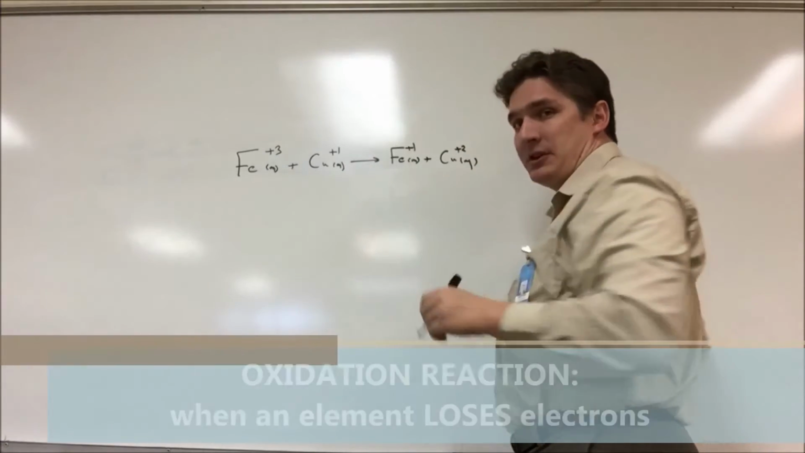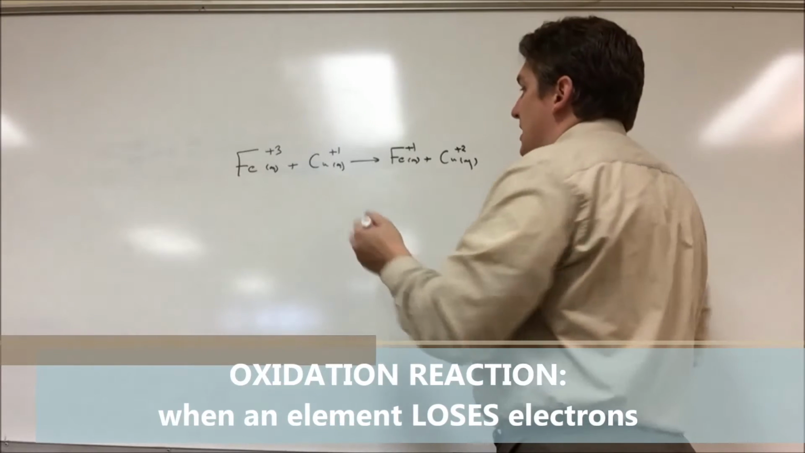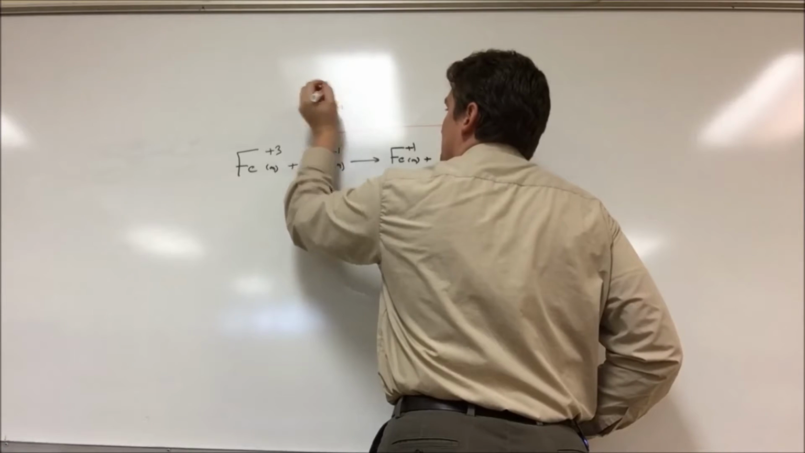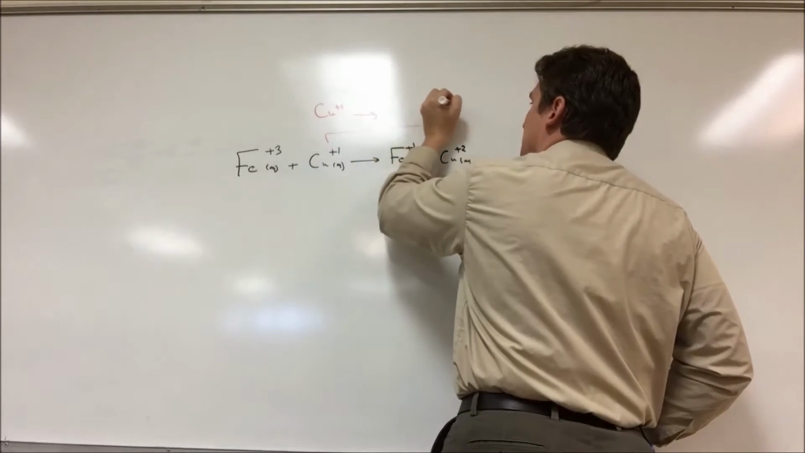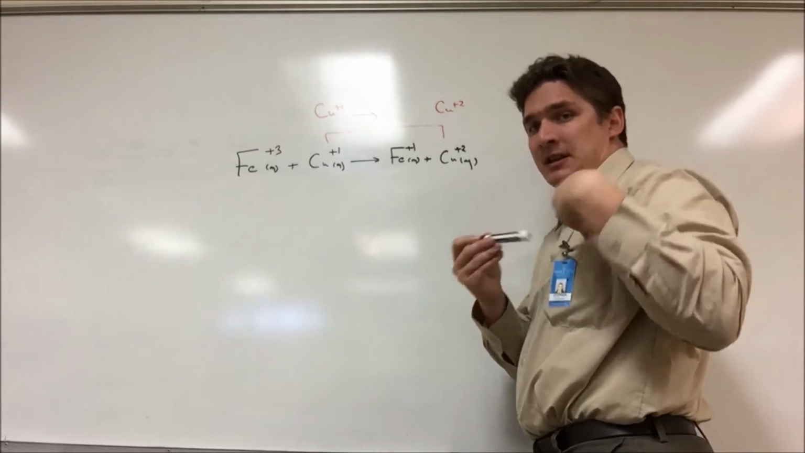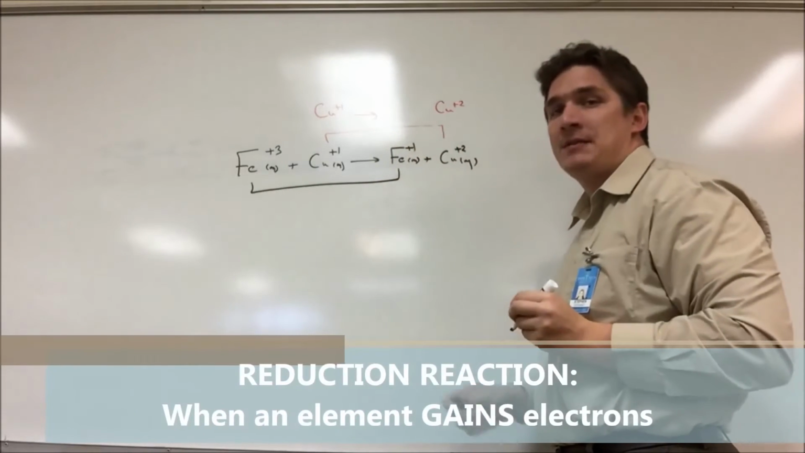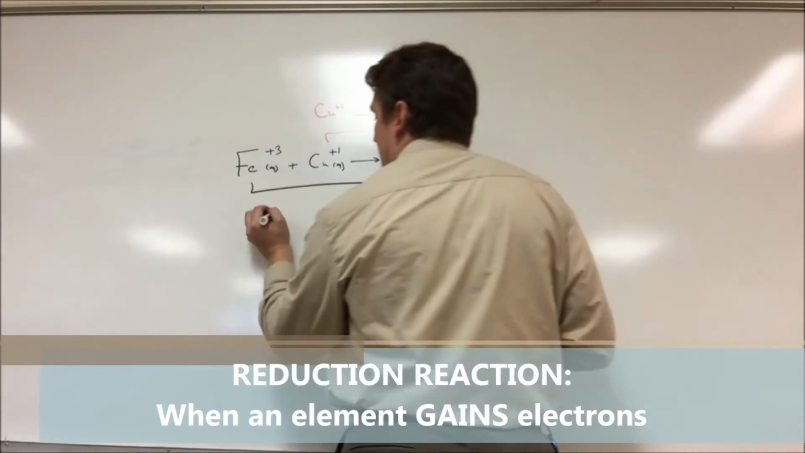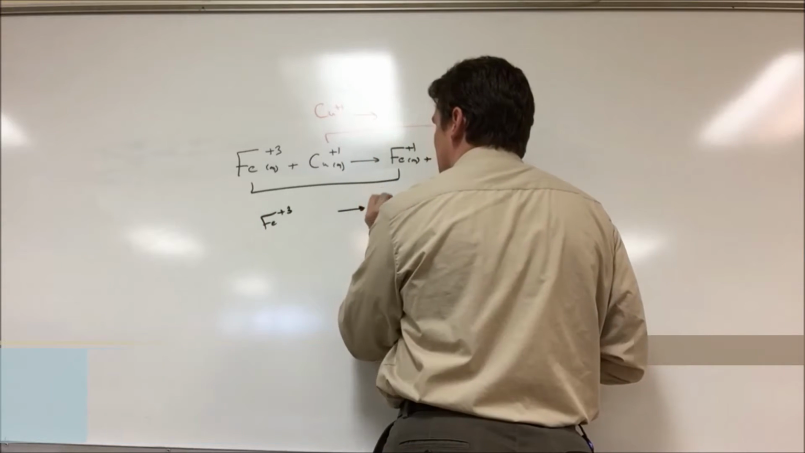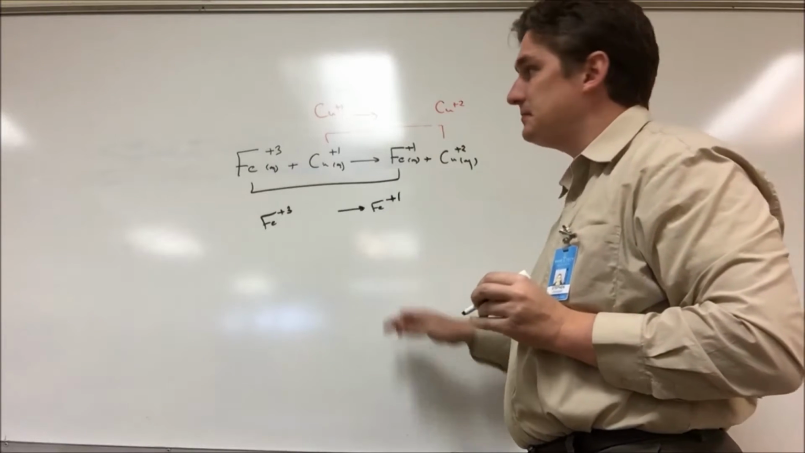So here we have copper starting out in a plus 1 oxidation state going to a plus 2 oxidation state. So in this case, copper has lost 1 electron. And this is going to be our first half reaction: copper plus 1 goes to copper plus 2. If you ever have anything being oxidized, you always have to have something being reduced. And the reduction reaction is going to be the one where we have an element gaining electrons. So we've got iron plus 3 going to iron plus 1. In this case, iron gained 2 electrons.